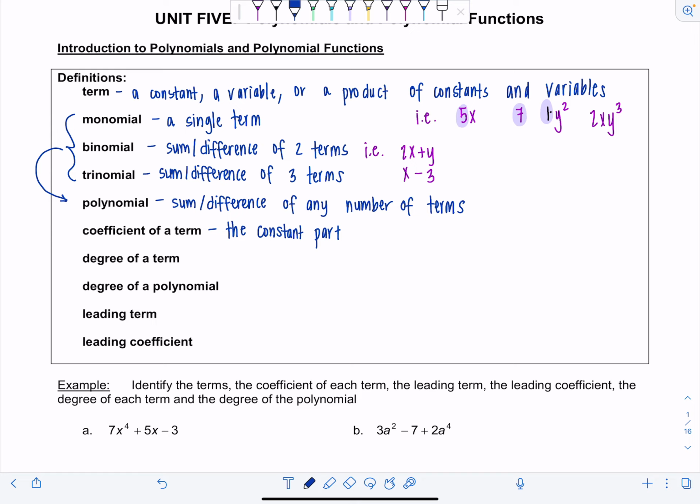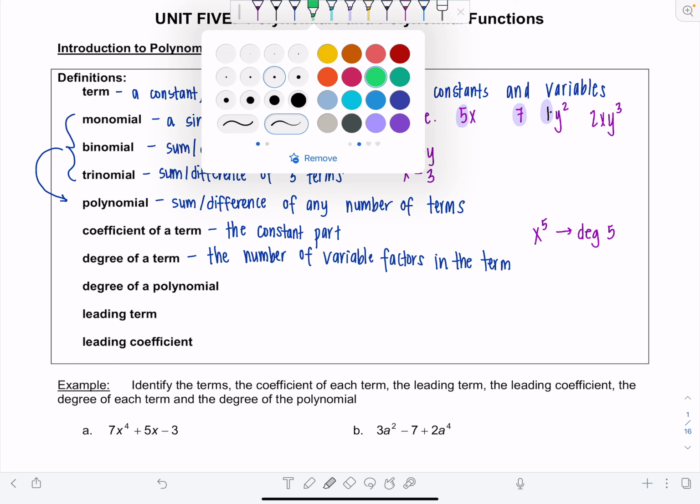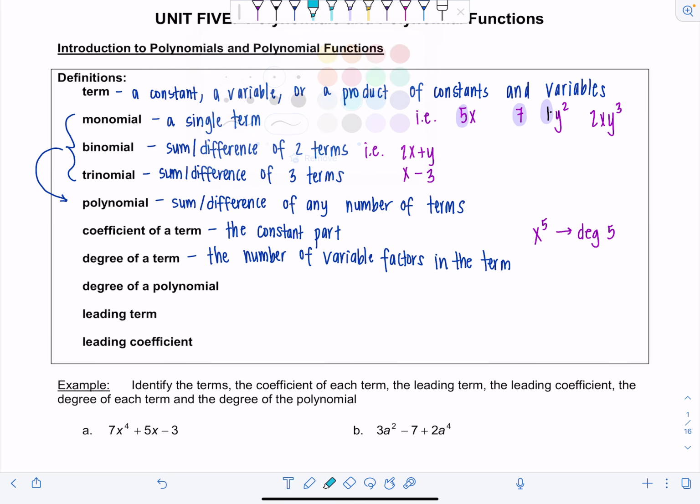Now, the degree of the term. The degree is something you're going to have to identify often. The degree refers to the number of variable factors in the term. So for something like x to the 5th, the degree is 5. That's pretty straightforward. The number of variable factors, how many x's are in x to the 5th? There's 5 of them. There's 5 factors. So you can basically just look at the exponent, right?